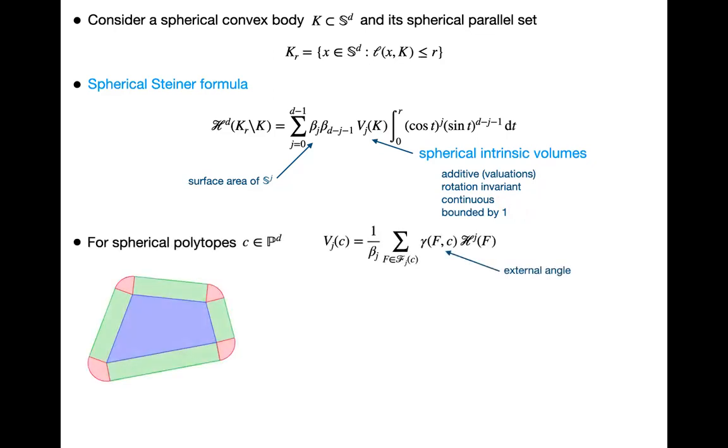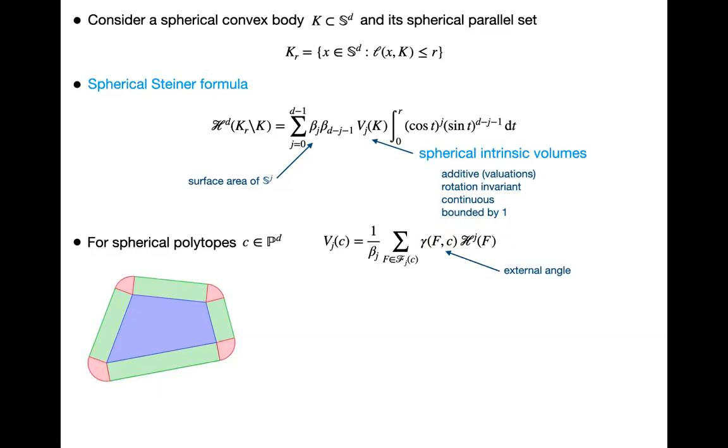And well, if you have a spherical polytope, then you can also rewrite these spherical intrinsic volumes in a different way, namely the j-th spherical intrinsic volume of a spherical polytope is, up to a normalization, the sum over all j-dimensional spherical faces of these polytopes. Then you have the surface content, the j-dimensional Hausdorff measure of this face, and you multiply this by the external angle at this face. And here is a picture in 2 dimensions.